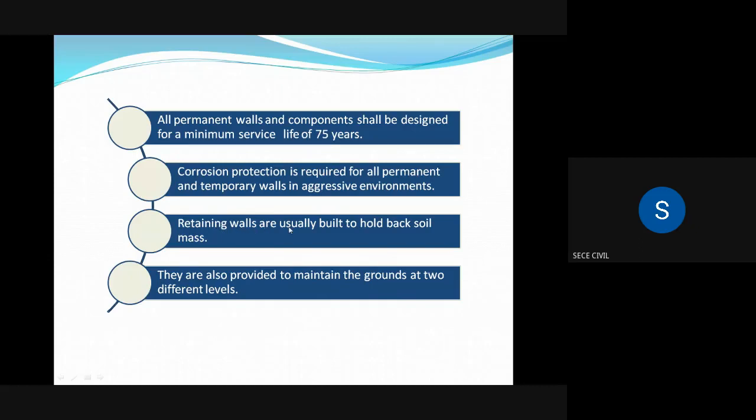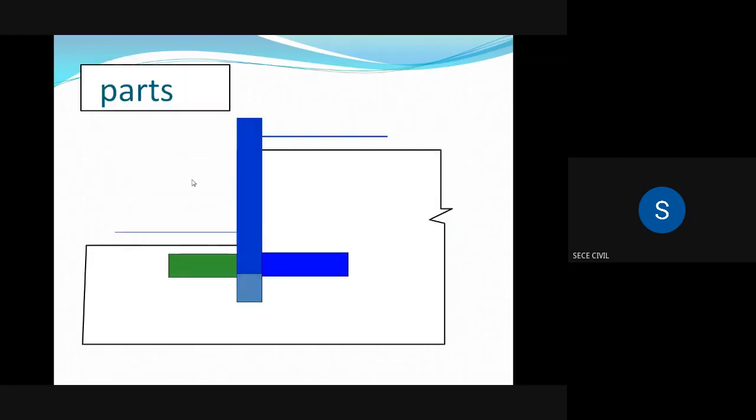Retaining walls are usually built to hold back soil mass. They are also provided to maintain the ground at two different levels. These are some important points about retaining walls. Next, the parts of the retaining wall. So this is the retaining wall.